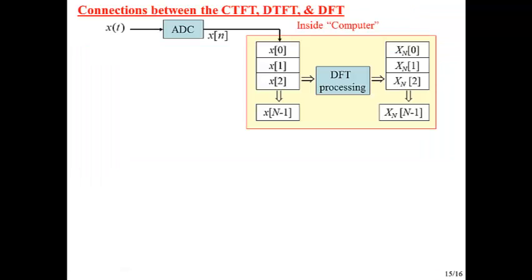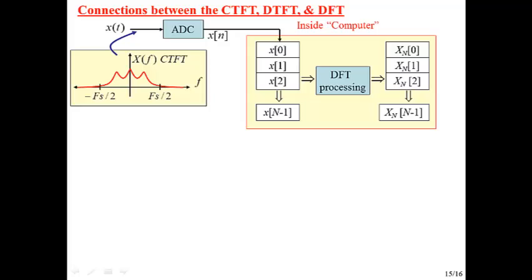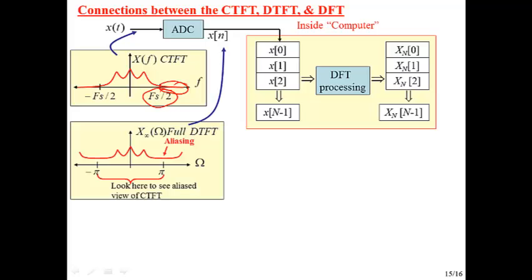So here's all the connections between what we have. We've got some signal that might have a CTFT that looks like that. I'm indicating where our fs over 2 is. We can see that there is some significant stuff outside of that range that's going to contribute to aliasing. After we sample, we've got some amount of aliasing. We can see that this doesn't swoop down like our true CTFT does. So there's an error due to sampling.